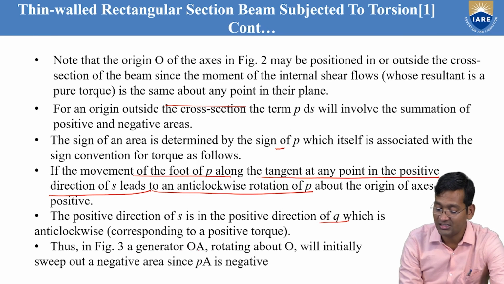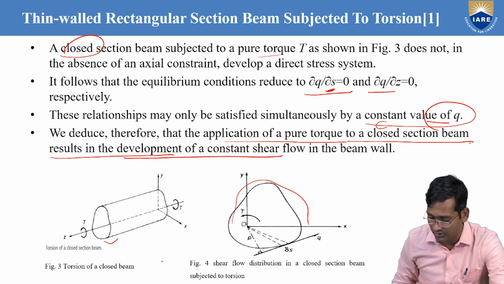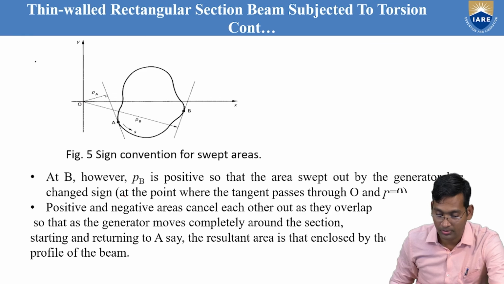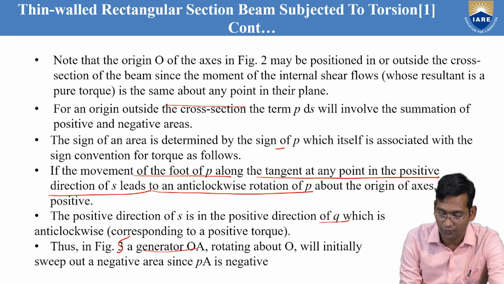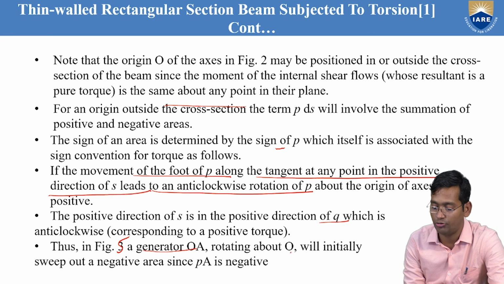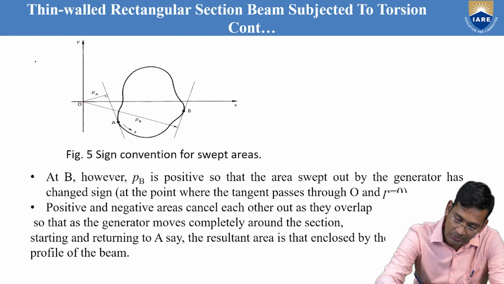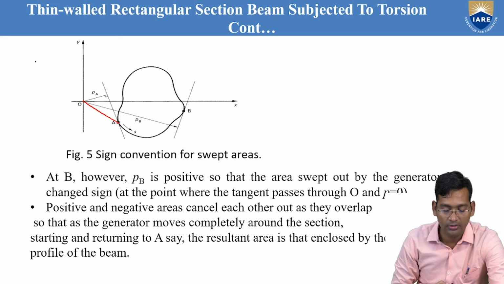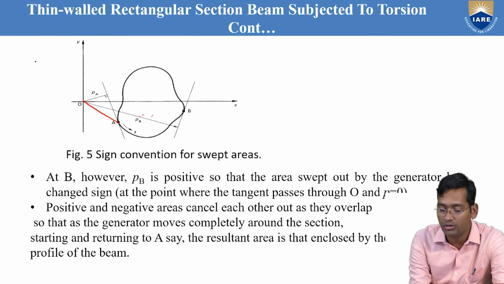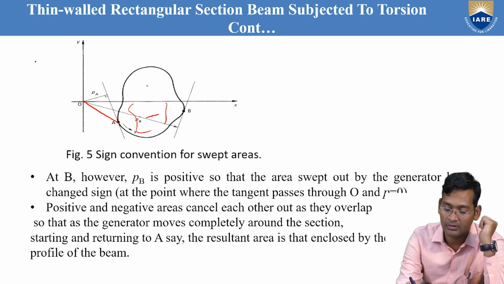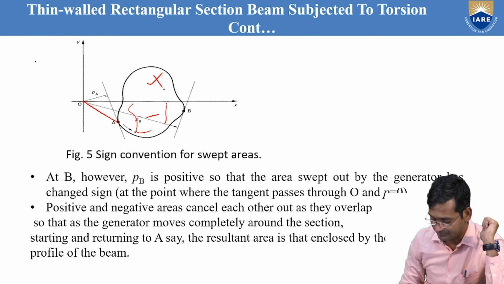Thus in figure 3, a generator OA rotating about O will initially sweep out a negative area since P is negative. Just see, actually this is in figure 5, not figure 3. Figure 5A, that generator OA rotating about O will initially sweep out a negative area. So this is OA, this is the generator, and now it's generating the area. So this part will be negative. In the beginning it will first generate a negative part and then it will generate the positive area.